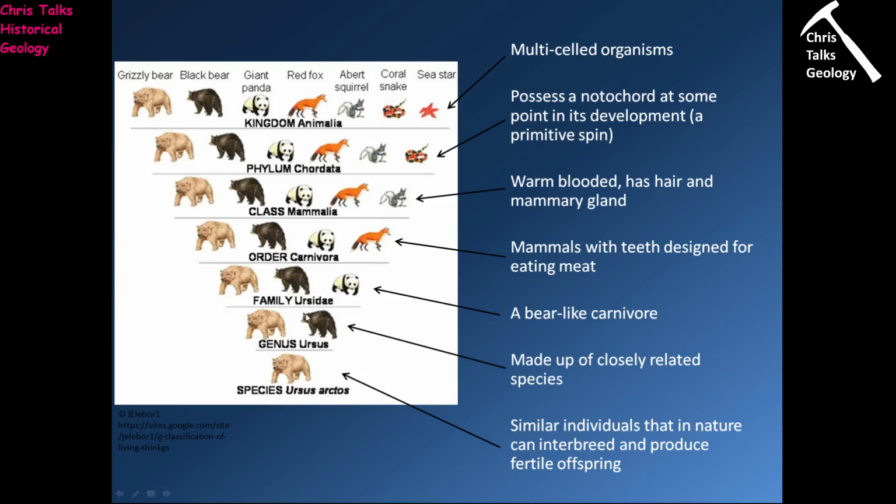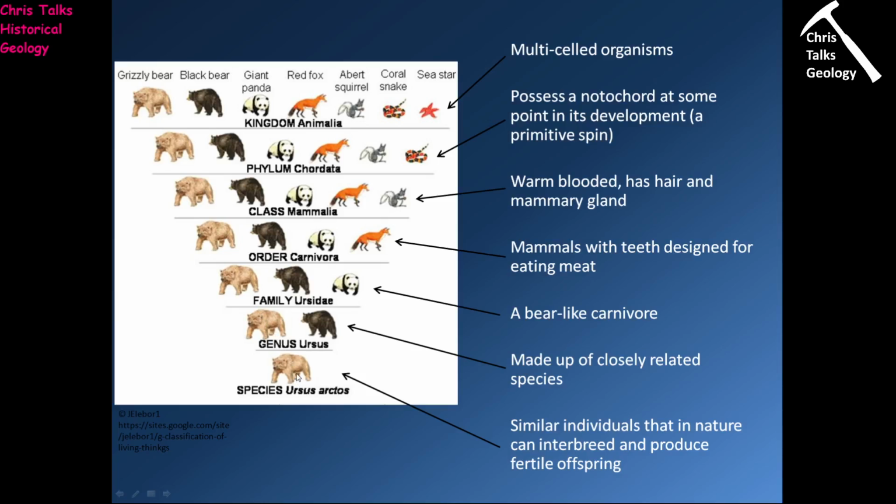Then we have the family Ursidae, so that's the bears, so obviously that's going to get rid of the fox. Genus Ursus, that's going to get rid of the panda. And then finally the species is going to be arctos, so that's going to be the grizzly bear. So as we've moved along, the derived characteristics are getting closer and closer and closer as we move down the diagram.